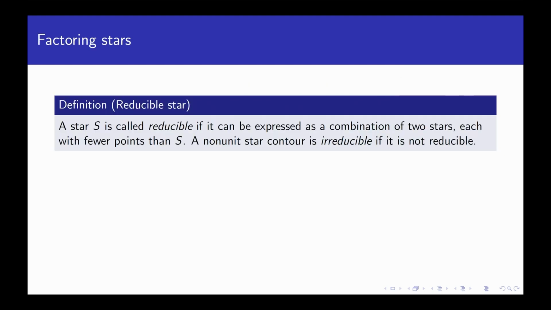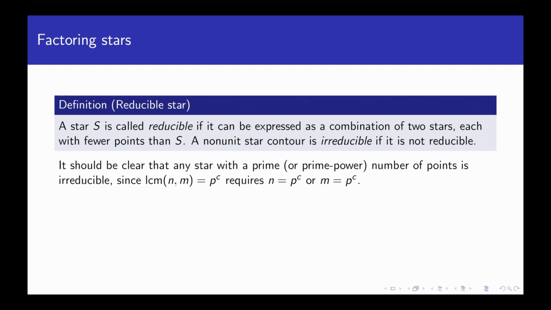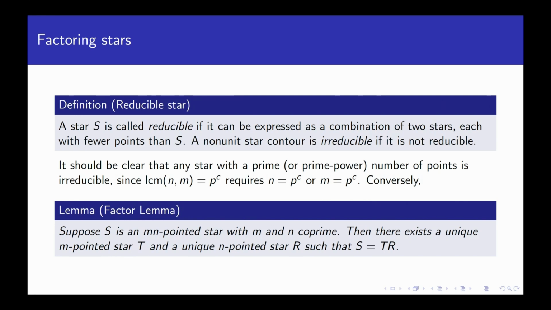So the usual definition, if I want to factor something, I need kind of words for that. So we're going to say a star is reducible if you can break it apart as a combination of two stars who have smaller points, both of them having smaller points. Obviously, if you've got a prime number of points, you're not reducible, because the least common multiple of any two things who is a prime, one of them is that prime, and that's going to be true for prime powers. The converse is also true. If the number of stars factors into two distinct primes, you can actually factor it. In fact, if you can take the number of points and write it as a product of two co-prime numbers, then you can factor it uniquely.